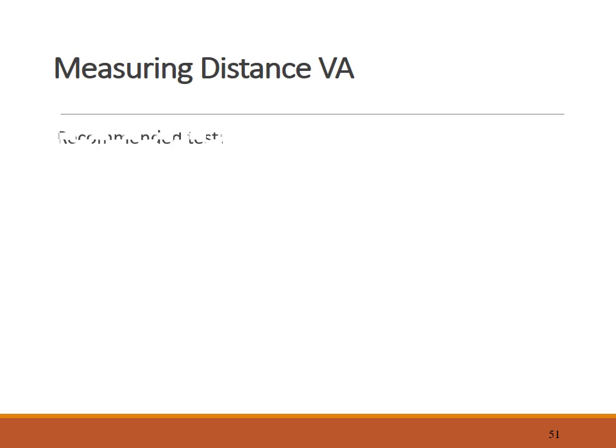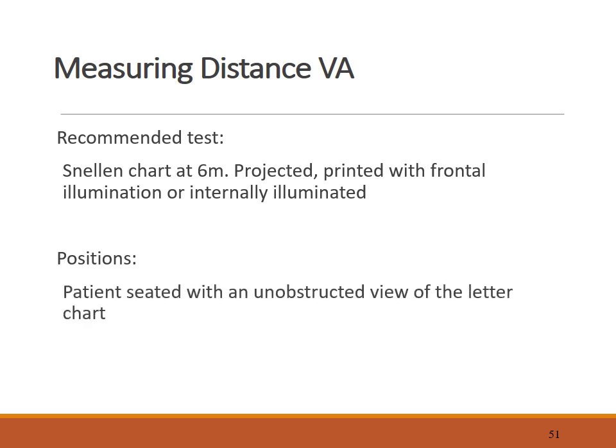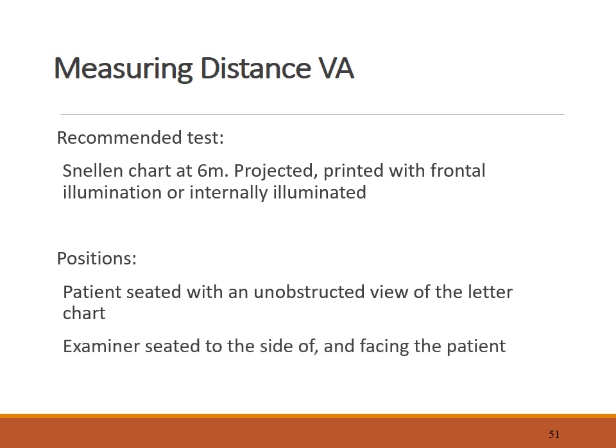For measuring distance VA, the recommended test is a Snellen chart at 6 meters. It can be projected, printed with frontal illumination, or internally illuminated. Position: the patient is seated with an unobstructed view of the letter chart, and the examiner is seated to the side and facing the patient.